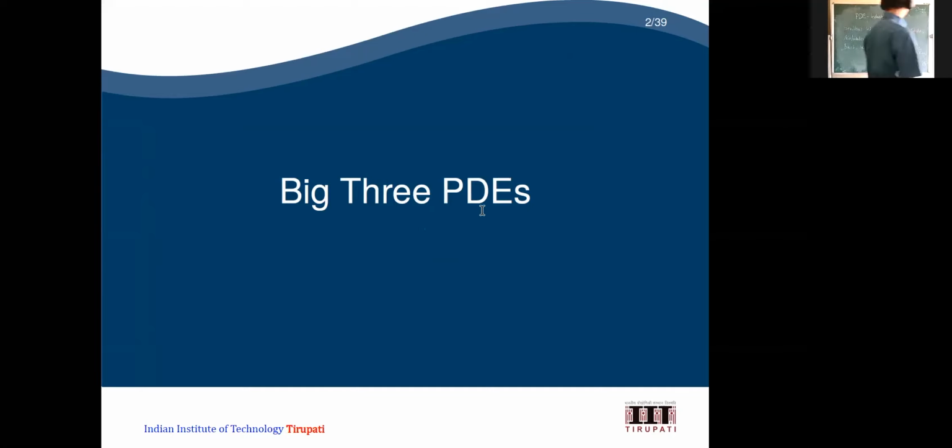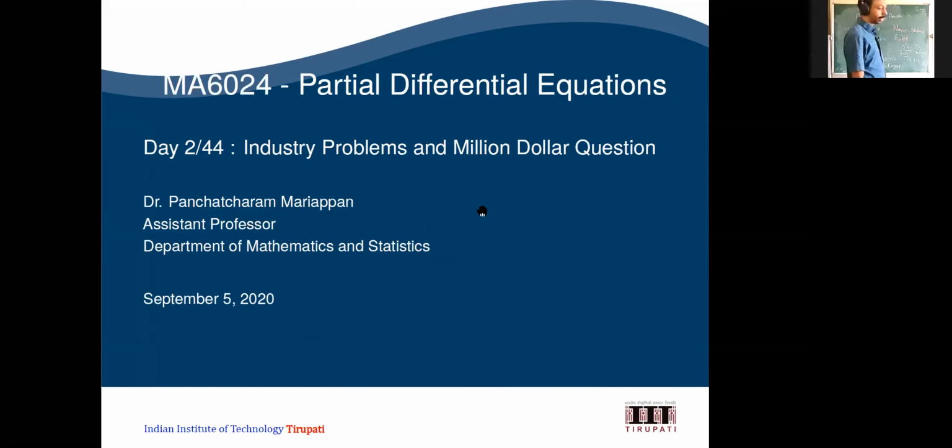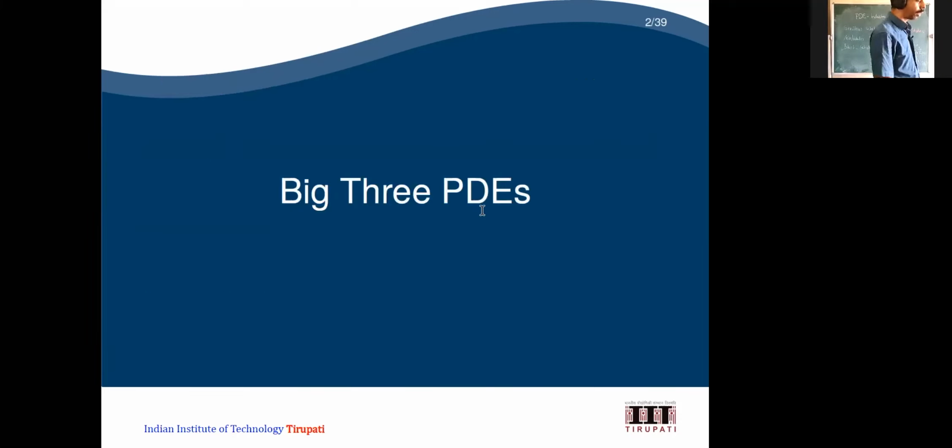Today's topic is industry problems and the million-dollar question. This is the motivational part, like why do we need to study partial differential equations, because there are so many industry and other problems that we try to solve. In today's lecture we'll see some of the industry problems like the Navier-Stokes equation, Euler equation, how tsunami waves or the shallow water equation play a role, air and water pollution, the black holes problem, some cancer treatment problems, Maxwell's equation and Schrodinger equation. So these are all the things we'll see.